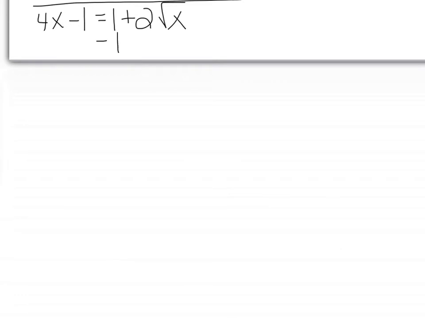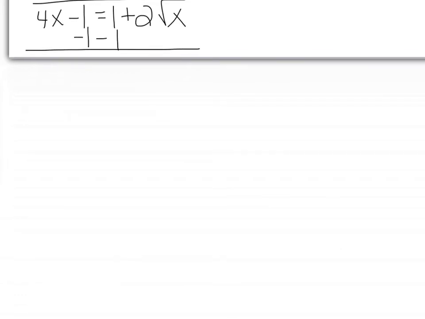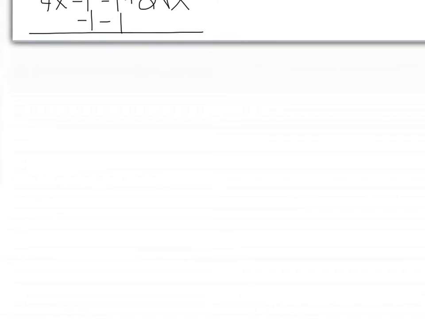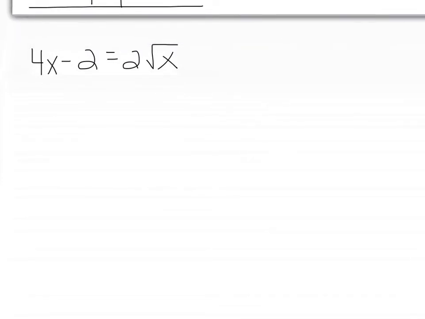Then I'm going to subtract 1 from both sides. Which is going to leave me 4x minus 2 is equal to 2 square root of x. Now, you have two options with what you can do here. You can either go ahead and square both sides now, or you can divide 2 from both sides and then square both sides. It's up to you. I'm going to go ahead and square both sides now.